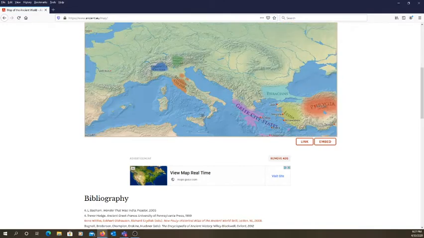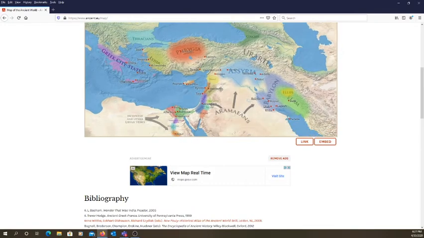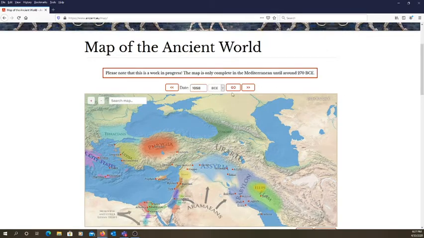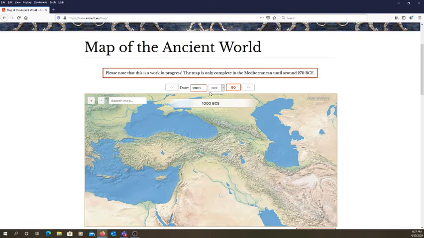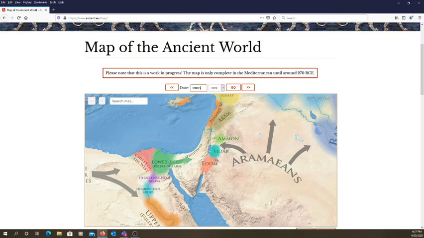Check on our friends here in Italy. The Villanovan culture has popped up. Alright. So 1050. Let's go to 1020. Not much change from that last map. Let's go to 1,000 BC. Alright, if we take a look down here, the kingdom of David and Solomon has started, and so that is the kingdom of Israel.